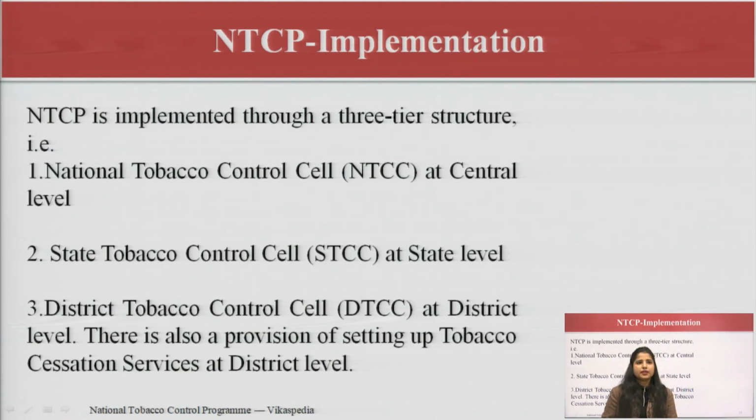Now, see NTCP, the National Tobacco Control Program, is implemented through a 3-tier structure. On the top we see the National Tobacco Control Cell, NTCC, working at central level. Below it are control units at the state level, the State Tobacco Control Cell. Below it, third, we see the District Tobacco Control Cells, working at district level. There is also a provision for setting up tobacco cessation services at district level, and if they work in an integrated way, of course it will reduce the use of tobacco in public.